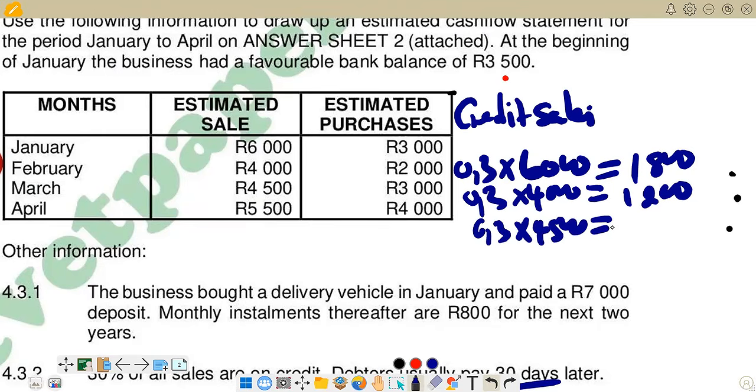And when you do that, you are going to get 1,350. So that's what we have. In terms of allocating where we are going to receive this credit sales, this one is representing February, this one is representing March, and this one is representing April. So we are receiving 1,800 in February, 1,200 in March, 1,350 in April. So we can go to the other section and just put those figures.